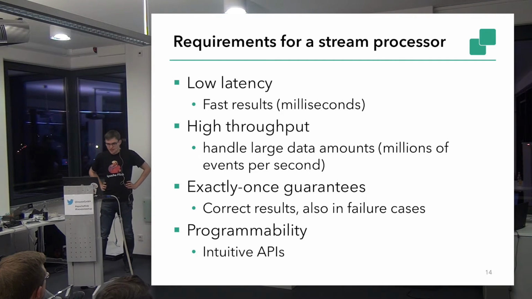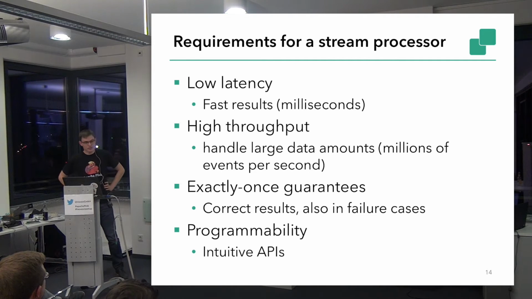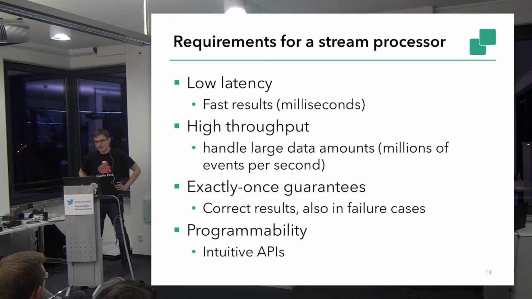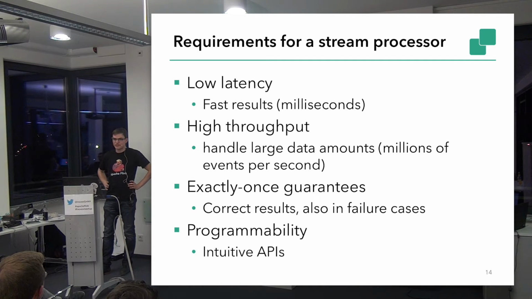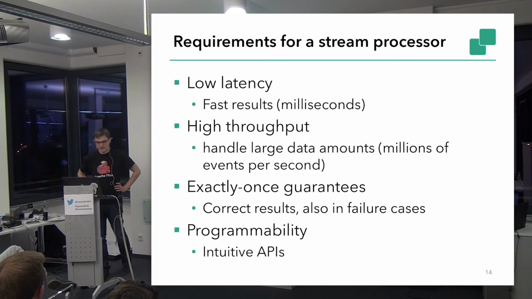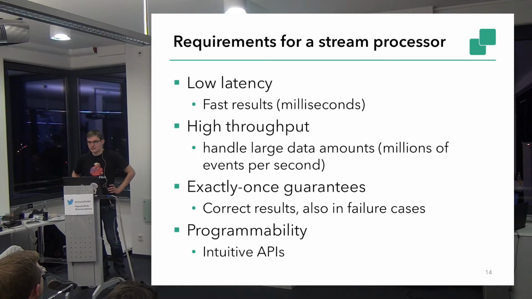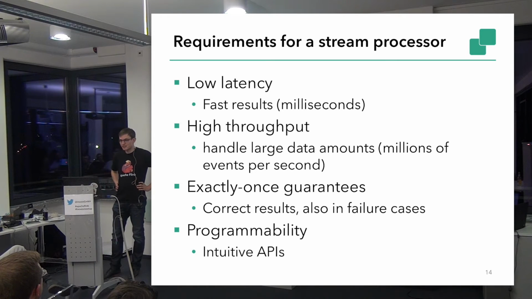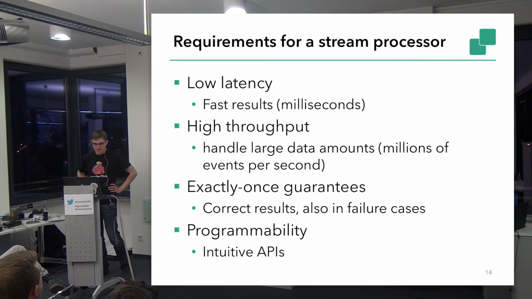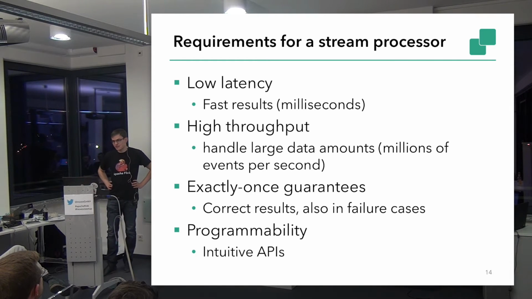And the first requirement is low latency. So people want to have fast results within milliseconds. For example, if you have an alerting system which detects credit card fraud, you want to lock the credit card as soon as you see that there's fraudulent behavior. The second requirement is that you want high throughput. So in case your website gets popular overnight, or it's Christmas and you run a shopping site, you want to handle large data amounts. So you want to be able to handle millions of events per second.